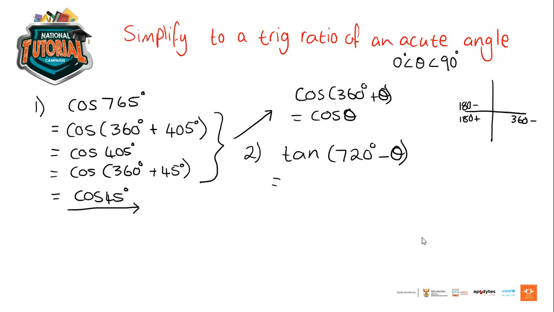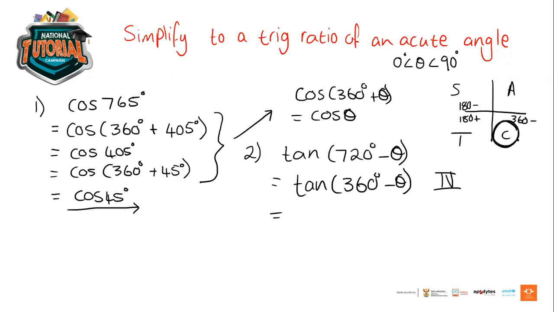All right, so let's just quickly go through this one here. 720 is not an angle we're used to, so we can subtract 360 from it. Remember, every 360 degrees, we're back where we started. And so now I'm in quadrant 4. So if I go to my cos diagram, in quadrant 4, we know that cos is positive and everything else is negative. And so we get negative tan of theta as our answer.